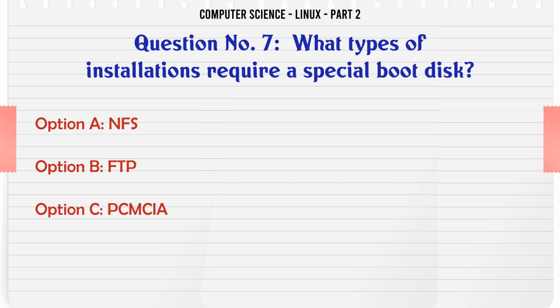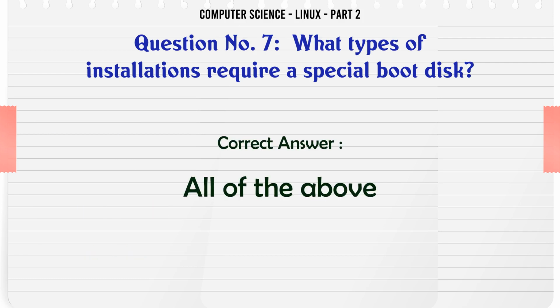What types of installations require a special boot disk? A. NFS, B. FTP, C. PCMCIA, D. all of the above. The correct answer is all of the above.